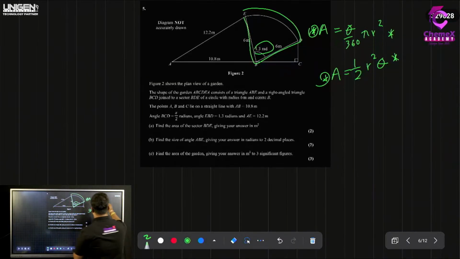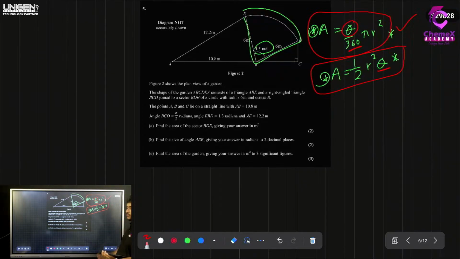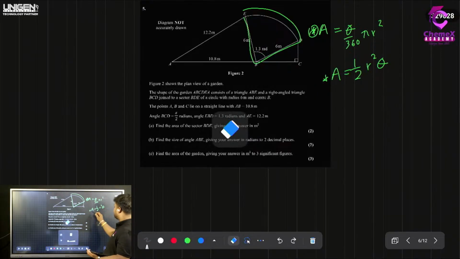So the reason is, look at this carefully. The reason you can't use this is, for this equation, the angle is in degrees, out of 360 degrees. You can use it only when the angle is in degrees. Got it? So this is the equation to use when the angle is in radians. Okay, that's clear, right? So we have to use half r squared theta.